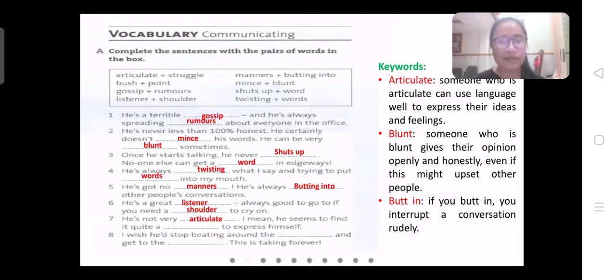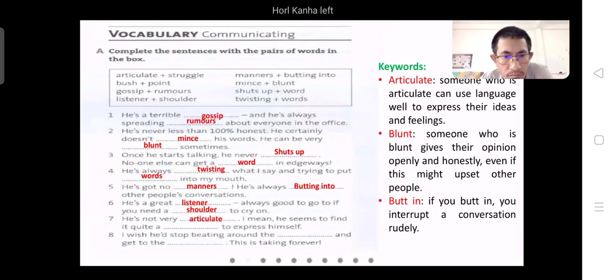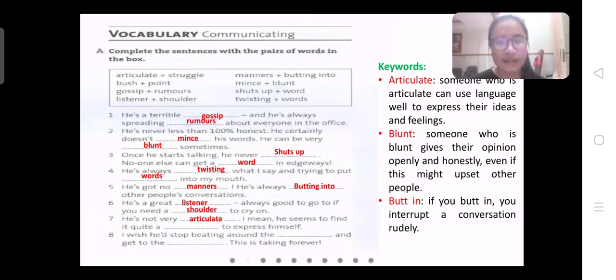And number seven, he's not very articulate. I mean, he seems to find it quite a struggle to express himself. And number eight, also the last point, is about: I wish he would stop beating around the bush and get to the point. This is taking forever.